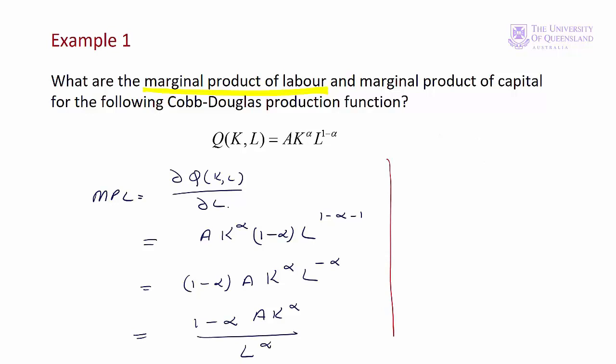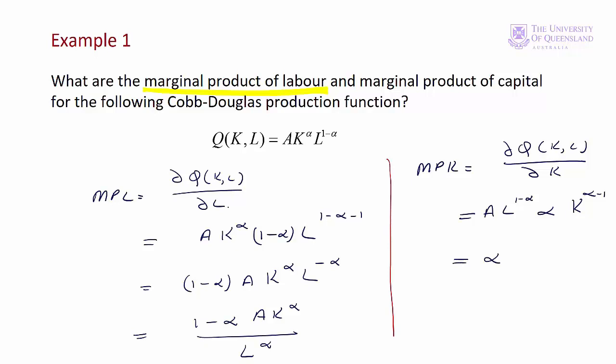Similarly, for the marginal product of capital, if the marginal product of capital is equal to the first derivative of q with respect to K, so del q, del K. Now we're treating L as a constant, so we'll have A times L to the 1 minus alpha as a constant. And we apply the power rule to differentiating the K term. Bring down the exponent, K to the alpha minus 1. Just rearranging that into the more normal order, we'd have alpha times A, K to the alpha minus 1, and then L to the 1 minus alpha. And there we have the marginal product of labour and the marginal product of capital for our Cobb-Douglas production function.